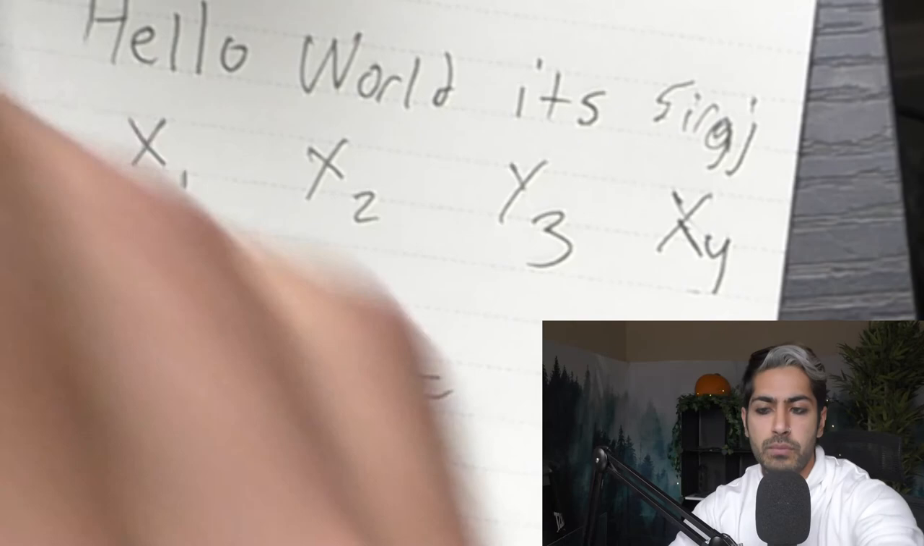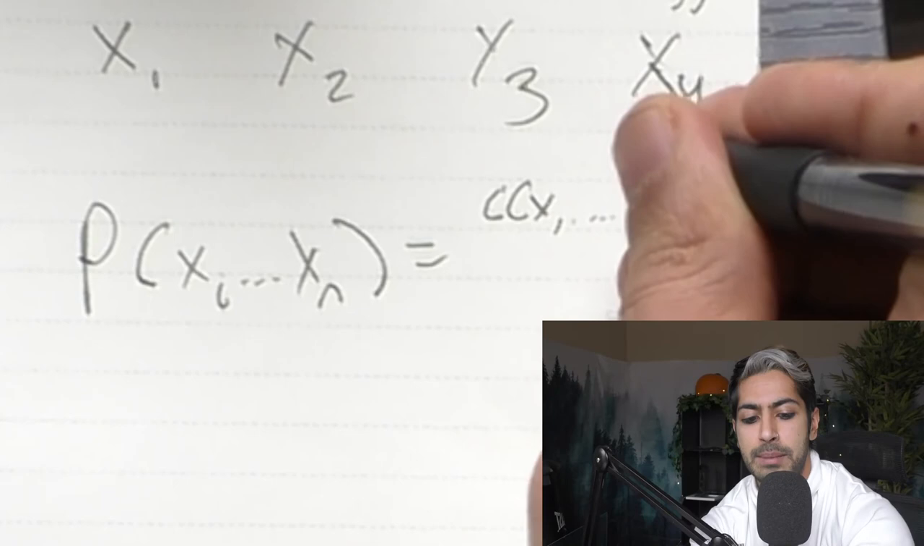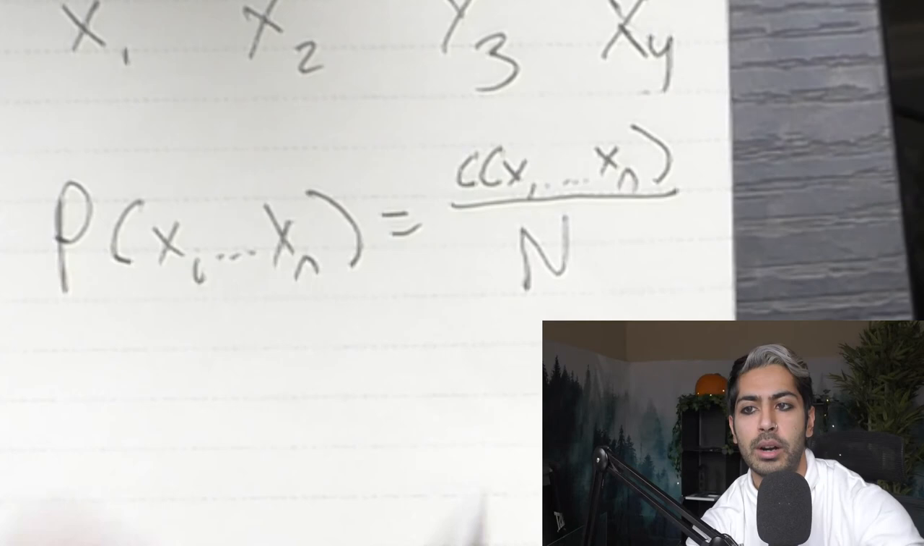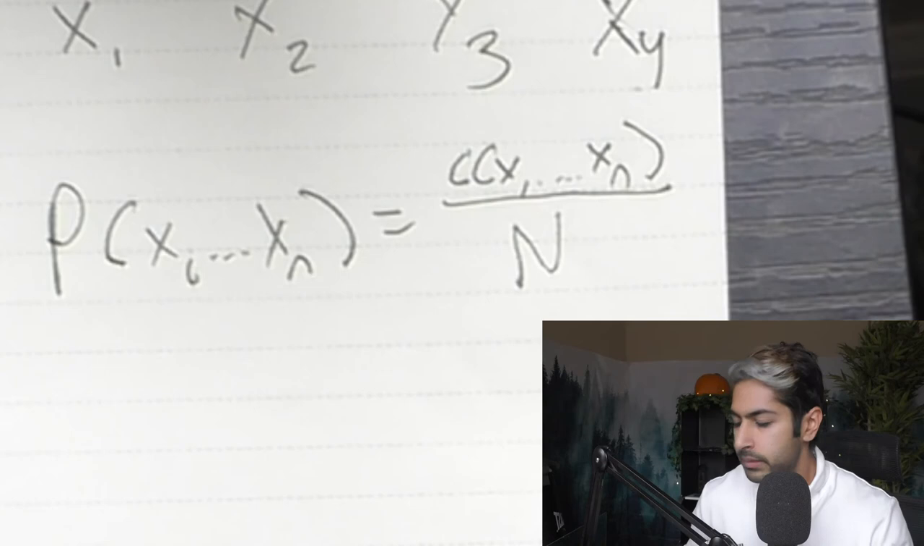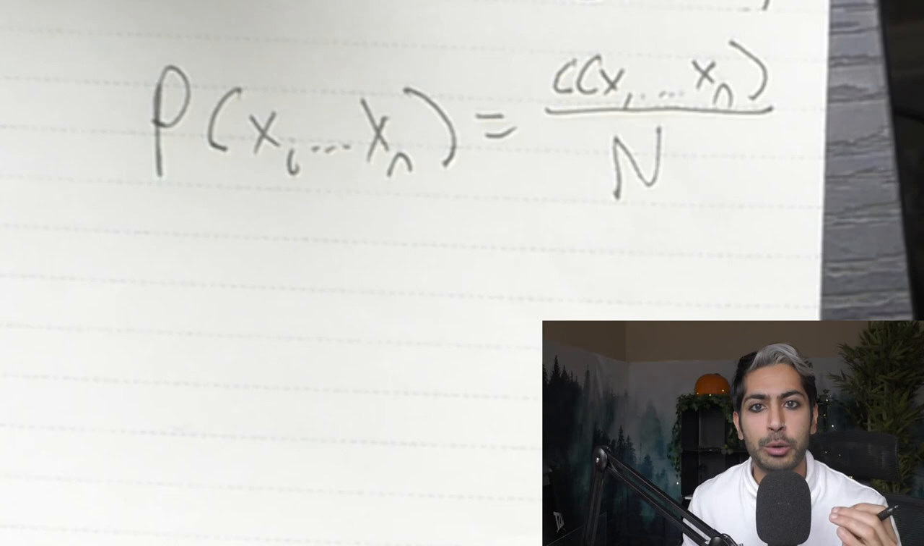What we want to say is that this probability is going to be equal to the number of times our sentence in question shows up. So C of X_n, X3, whichever X it is. We're going to count how many times that shows up divided by the total number of words or sentences in a document, whatever level that we're at. Now, this is a very basic language model. All we're saying is that the probability of a given word is going to be equal to the number of times that word shows up divided by the total number of words in a sentence.